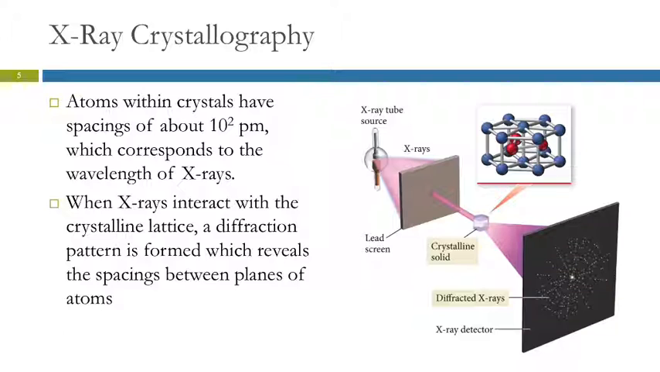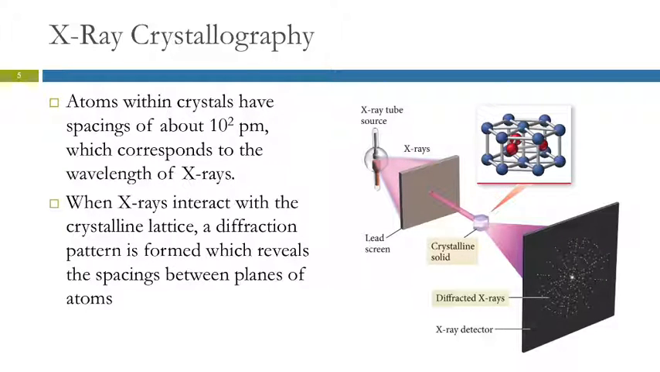Well, the atoms within crystals have spacings of about 100 picometers, and that is similar to the wavelength of X-rays. X-rays are electromagnetic radiation. We just can't see them with our eyes, but they behave like light does, and they create interference patterns as well.